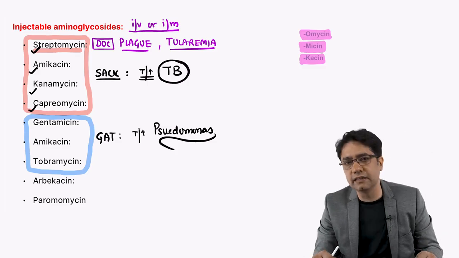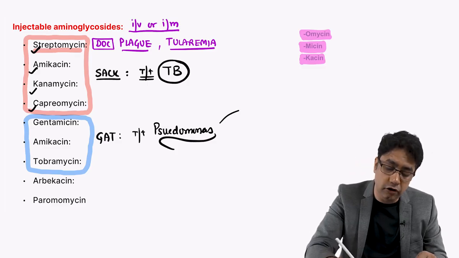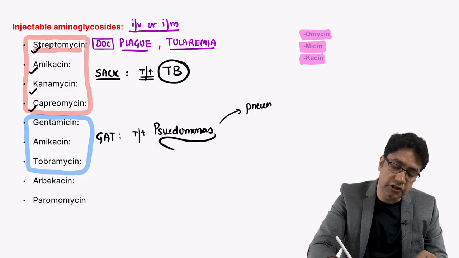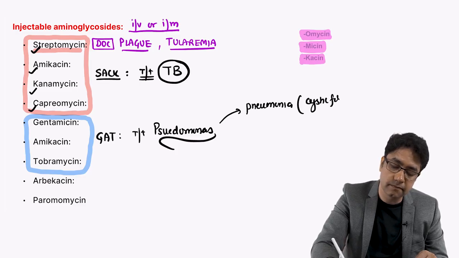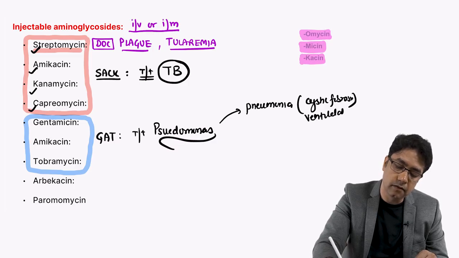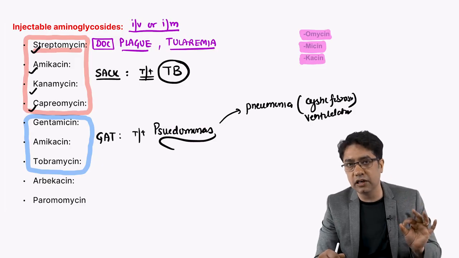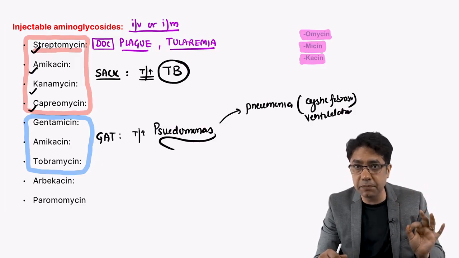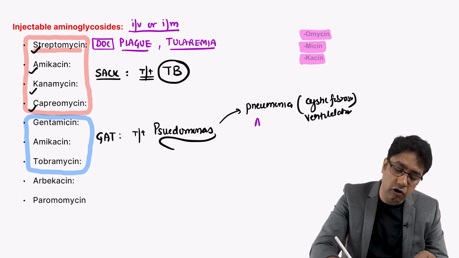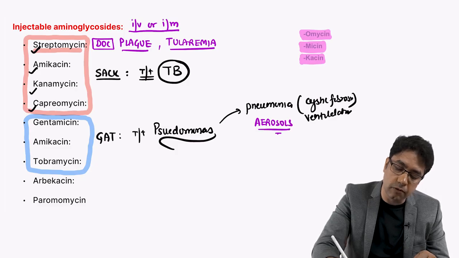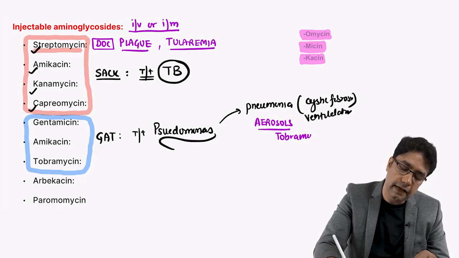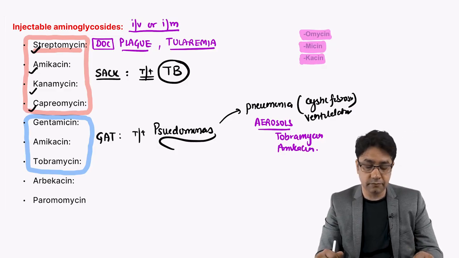Now Pseudomonas, sometimes it can cause pneumonia, especially in a person who is suffering from cystic fibrosis. And if a patient is on a ventilator, for this Pseudomonas pneumonia, what can we give? We have made special aerosols of these aminoglycosides. So aerosols of tobramycin, amikacin are available if there is Pseudomonas pneumonia.